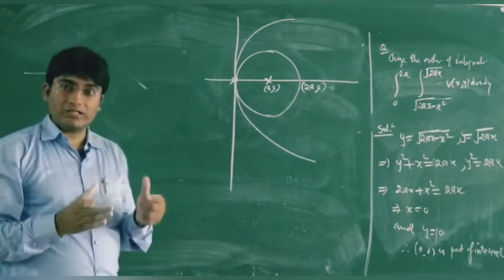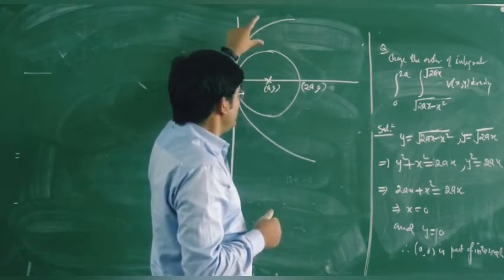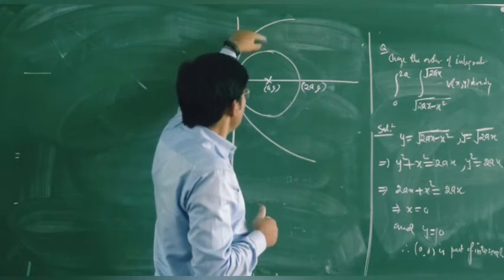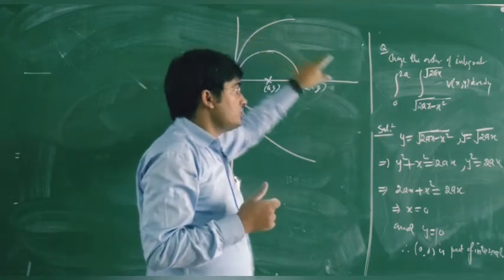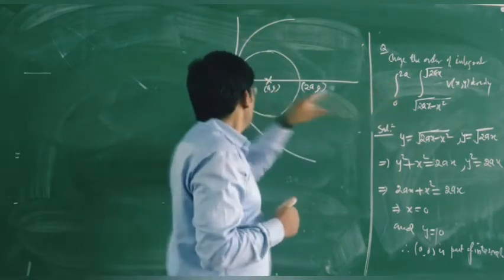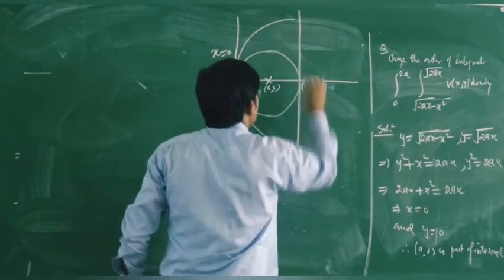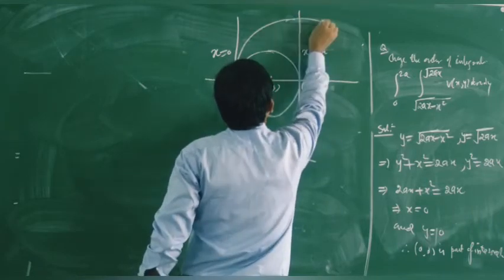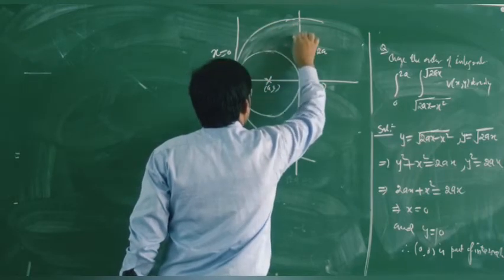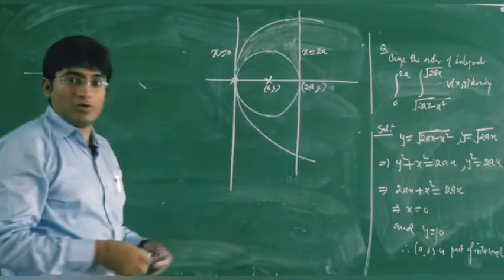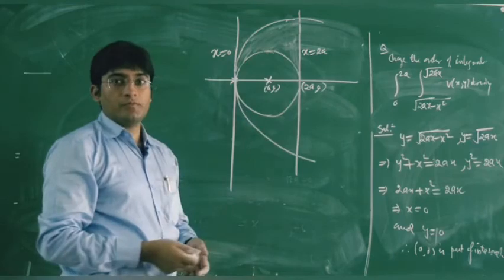Now let us discuss about the boundaries. The required region of integration is between this circle and this parabola. So this is your region of integration. Now what about the boundaries? Your x is varying from 0 to 2a. Here we have x equal to 0 and this is your x equal to 2a line. So we have x equal to 2a at this point. So that means your required region of integration is this part, between circle and parabola and again between these two boundaries. So the region of integration is this portion.